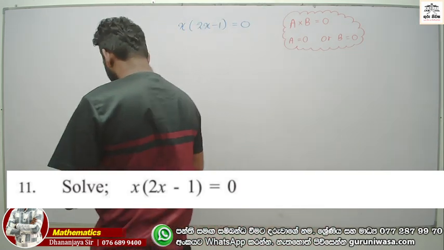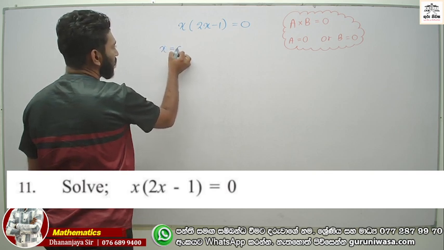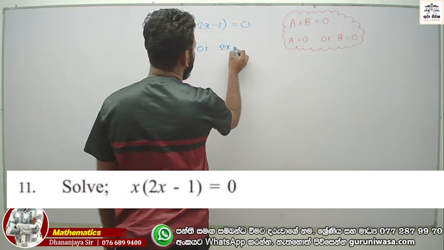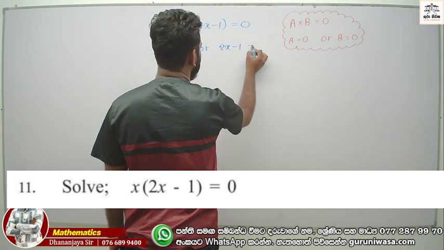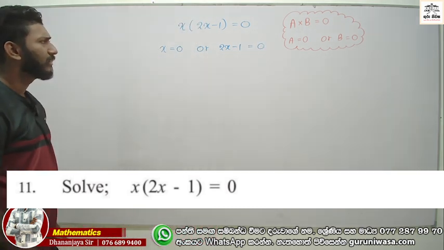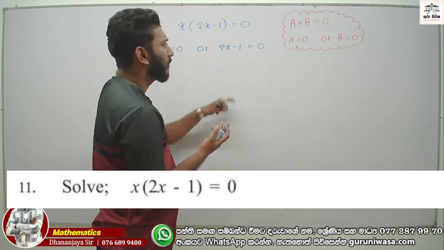Now you can write x becomes 0 or 2x minus 1 is the next factor. It should be equal to 0. That's a very easy thing, right? Now here is x equals 0. That's it. Now 2x minus 1 equals 0.